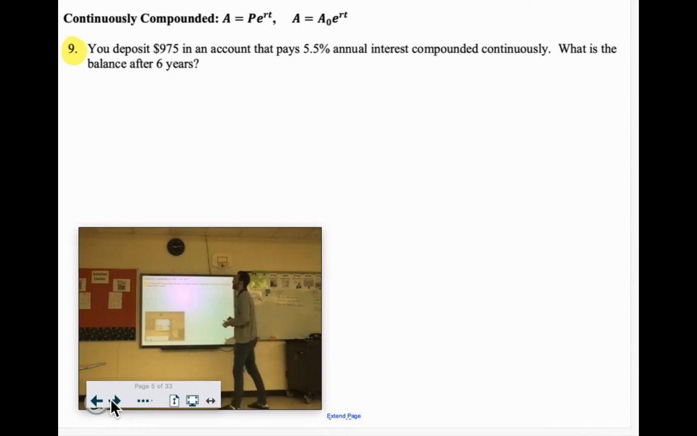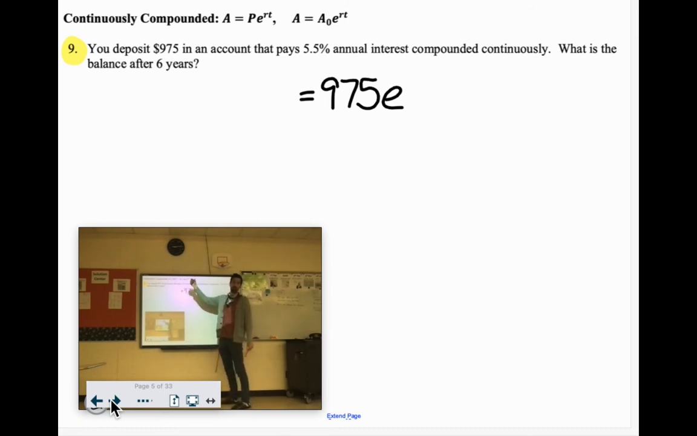You deposit $975 in an account that pays 5.5% annual interest compounded continuously. What is the balance after 6 years? So the principal, the initial amount we put in was $975. We have our constant E. And then the rate times time. Now the rate is 5.5%. We need it in decimal form. So you can either hit divided by 100 or move the decimal twice. So that would be 0.055 times the time, which is 6 years.